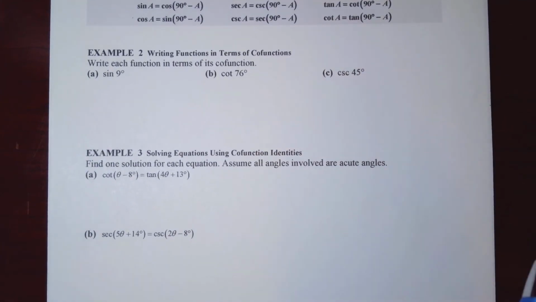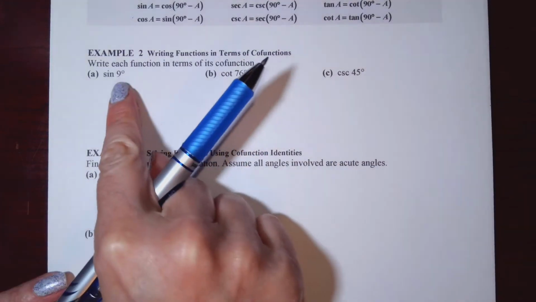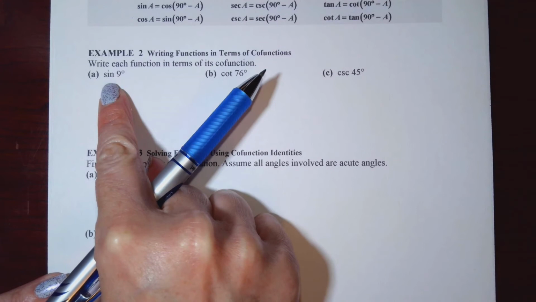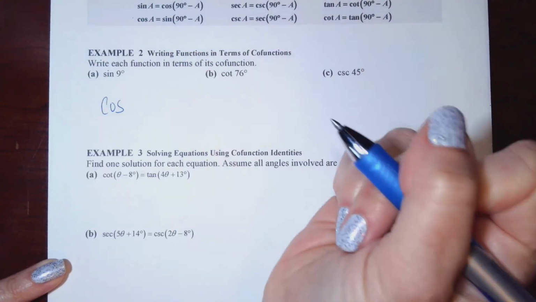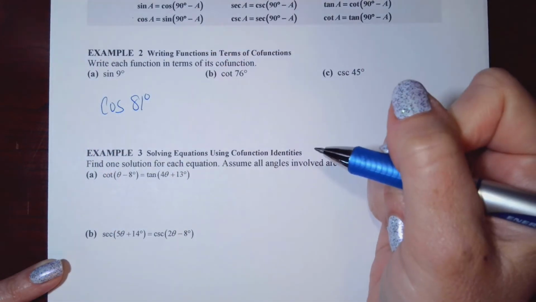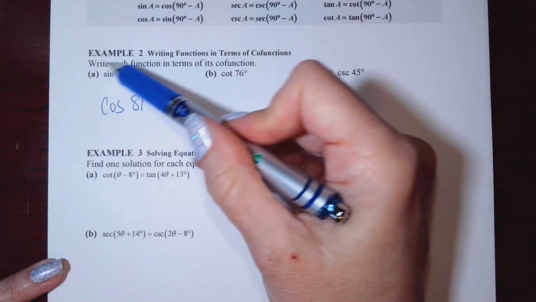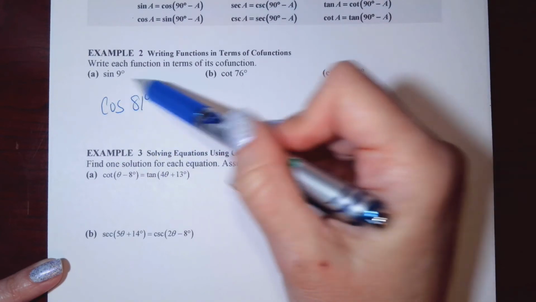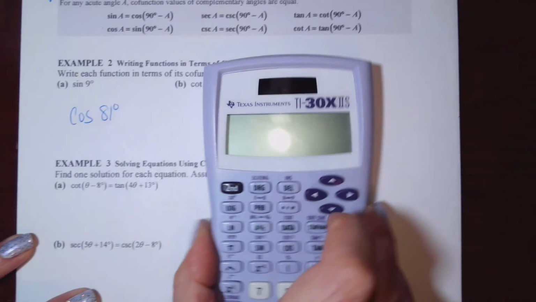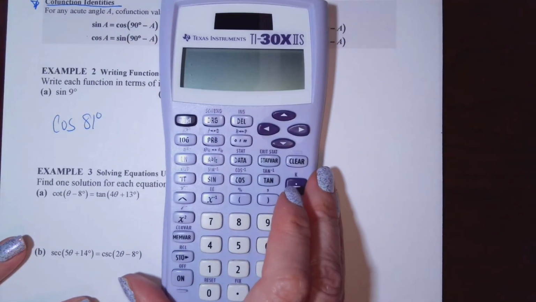Okay, so let's make use of this cofunction identity. We have to identify both pieces. What is going to have the same measure as the sine of 9 degrees? Well, the cofunction of its complement is going to be equal. So when I take the sine of 9 degrees, that is going to be the same thing as the cosine of 81 degrees. Let's check this with our calculator because we have sine and cosine buttons.